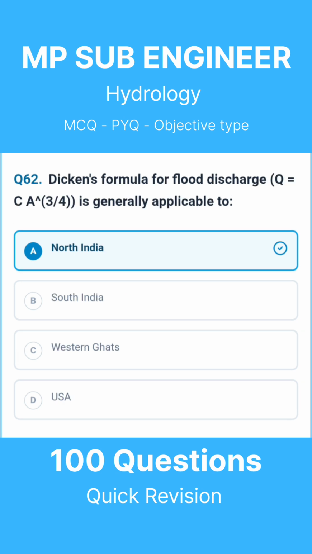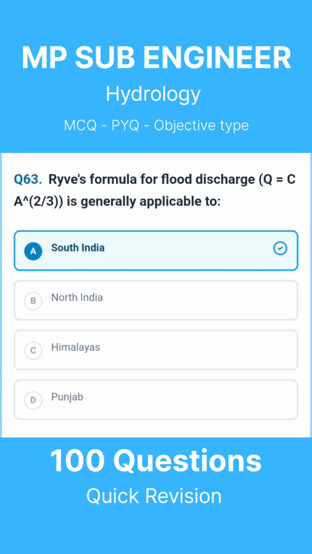Question 62. Dickens' formula for flood discharge Q equals C A to the power of 3 divided by 4 is generally applicable to. The correct answer is North India. Question 63. Ryves' formula for flood discharge Q equals C A to the power of 2 divided by 3 is generally applicable to. The correct answer is South India.